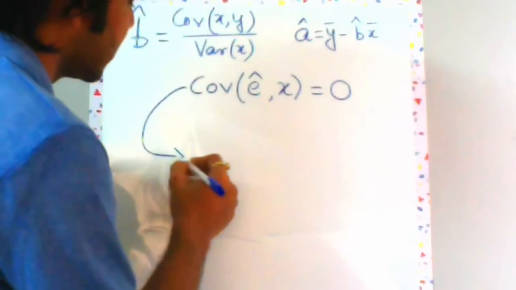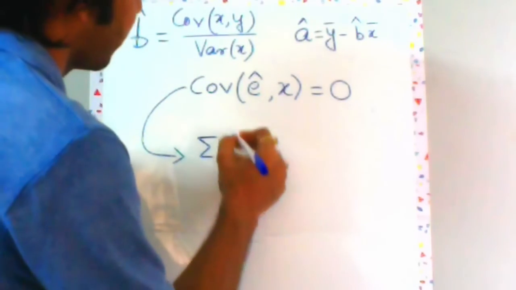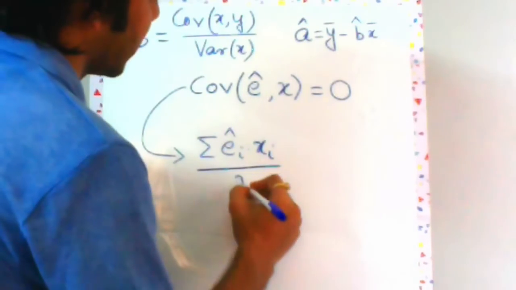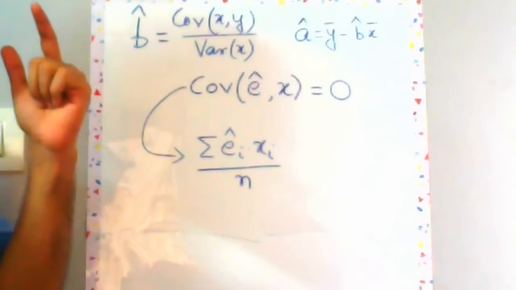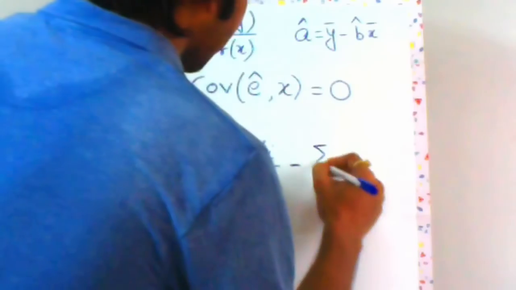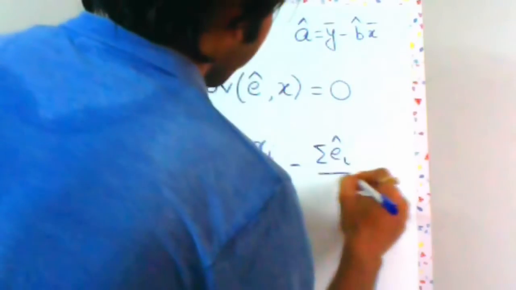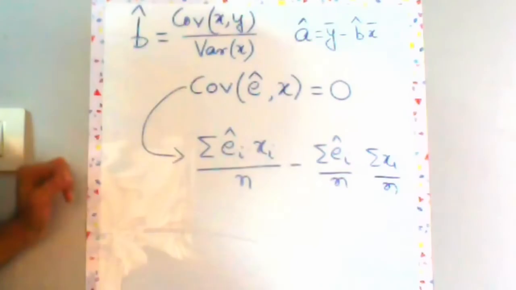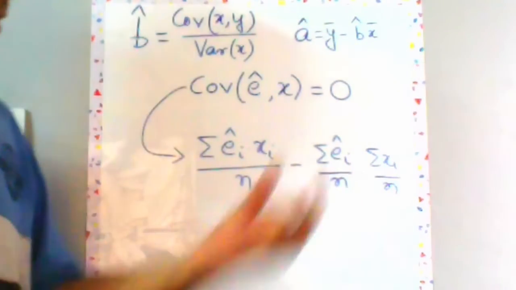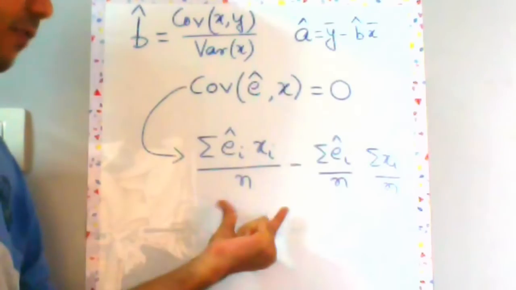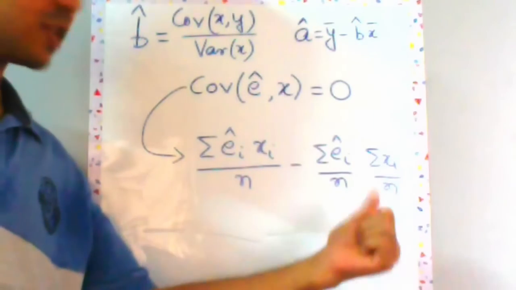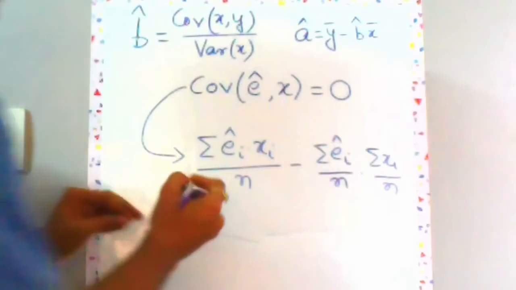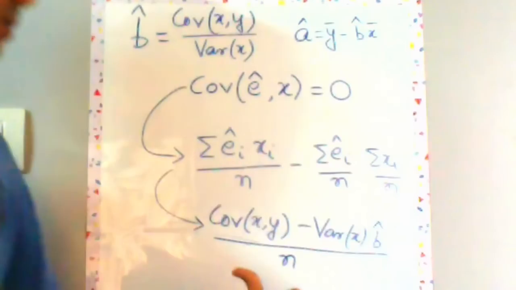If we rewrite this as summation of ei multiplied by xi upon n, recall the earlier definition of covariance, minus summation ei upon n into summation xi upon n. Whenever you have to find covariance of two things, multiply them and find the expectation, and then find the individual expectation and then multiply them. Now this guy, upon simplification, is going to give you this quantity.